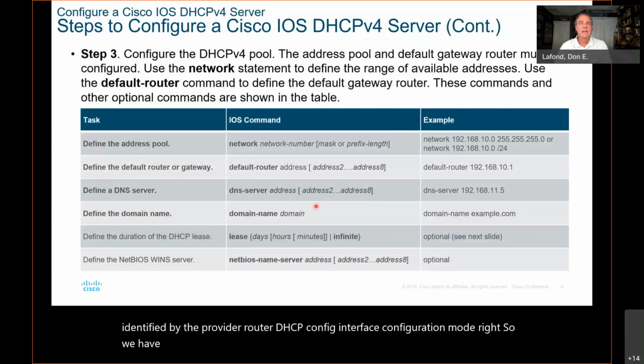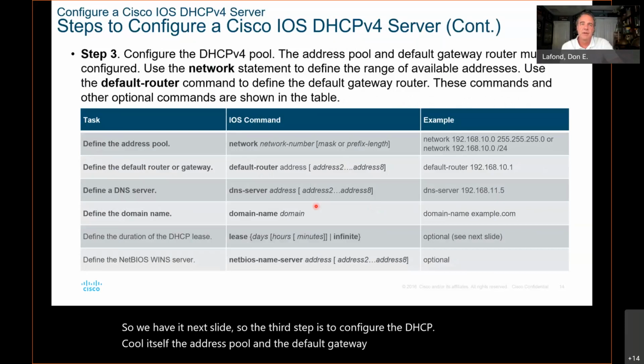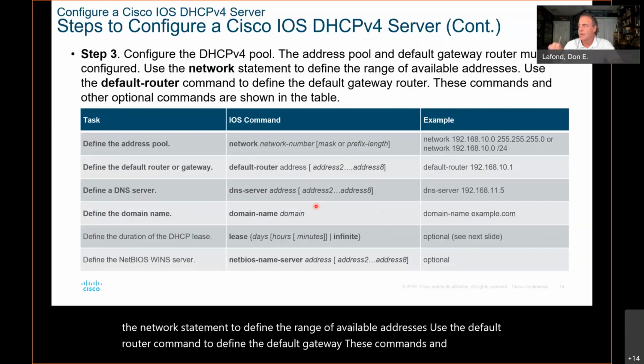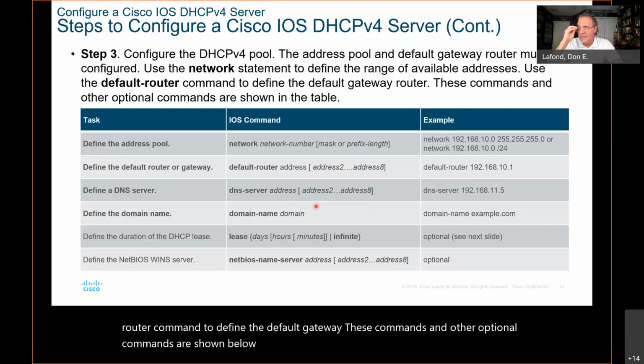So the third step is to configure the DHCP pool itself. The address pool and the default gateway router must be configured. Use the network statement to define the range of available addresses. Use the default-router command to define the default gateway. These commands and other optional commands are shown below in the table. So let's take a look at that table.